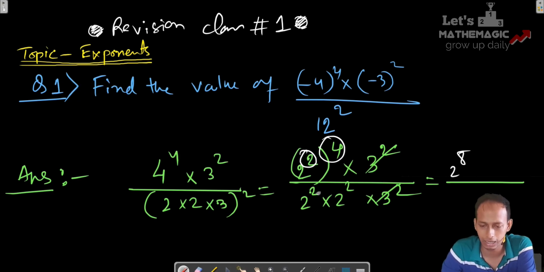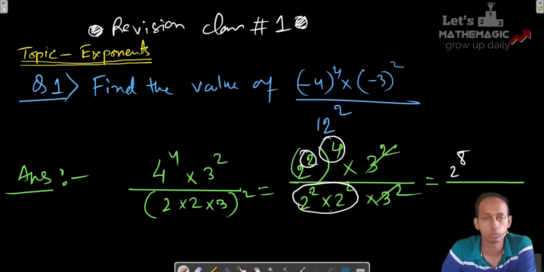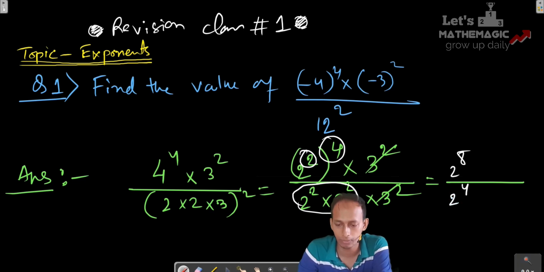And here, 2 to the power 2 into 2 to the power 2. In formula number Roman 1 we can see that if the bases are the same and it is in product form, we add the powers. So here both the bases, 2 and 2, are the same. If we add the powers 2 and 2, we will get 2 to the power 4, right?